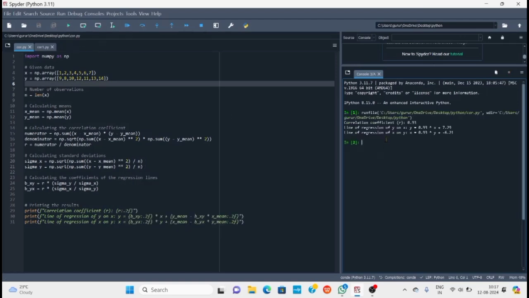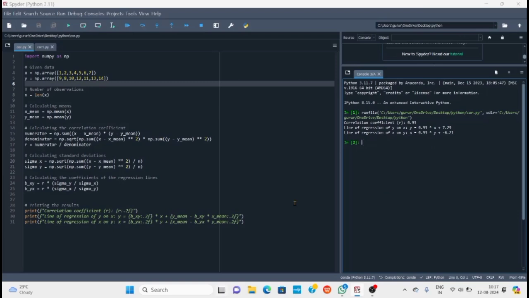So we will get the correlation coefficient is equal to 0.93, and y is equal to 0.93 into x plus 7.29, and x is equal to 0.93 into y minus 6.21.